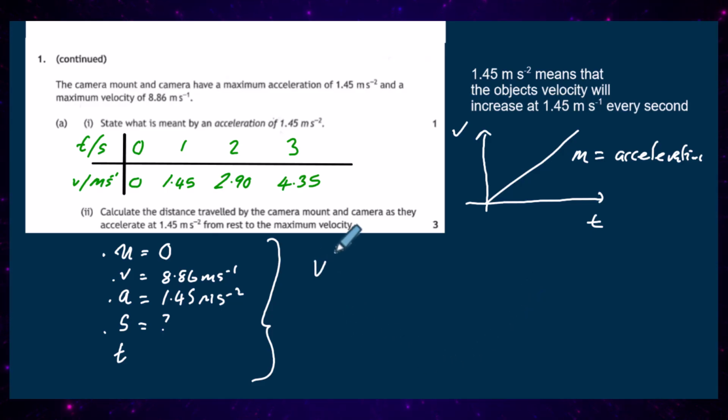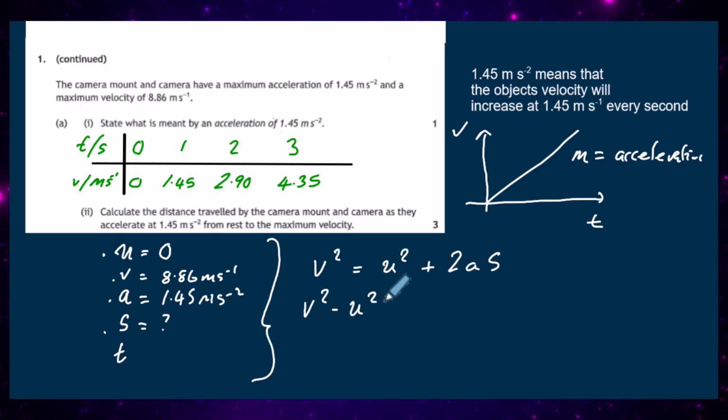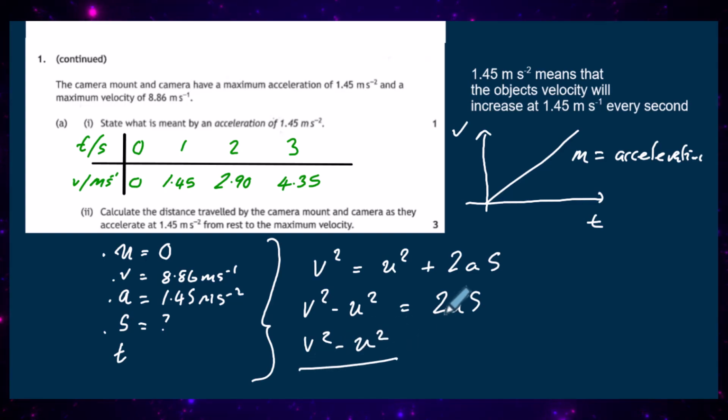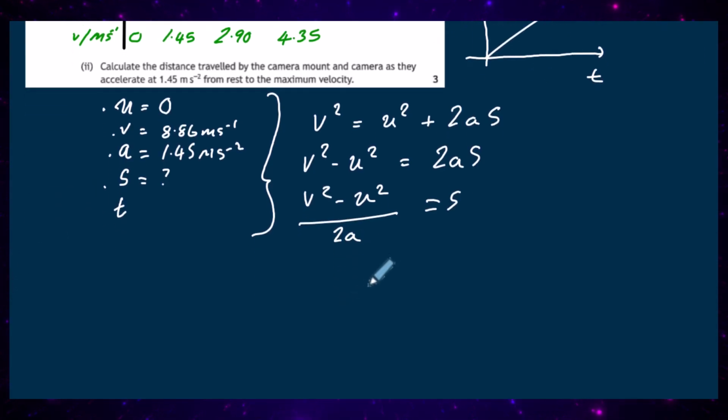We find out it's going to be V squared equals U squared plus 2 times acceleration times the displacement. Now, you could put the numbers in and rearrange with the numbers. I tend to rearrange first. Practice this, and if you do this, you get V squared minus U squared equals 2AS, and therefore V squared minus U squared, all divided by 2 times A, is going to give you the displacement S, like that. So all we have to do is put in the numbers. V squared, we know it's going to be equal to 8.86.